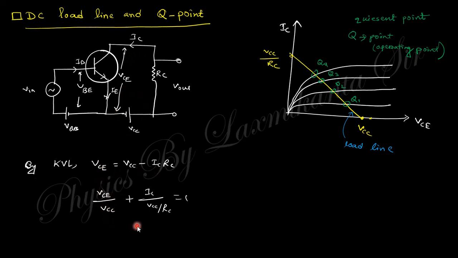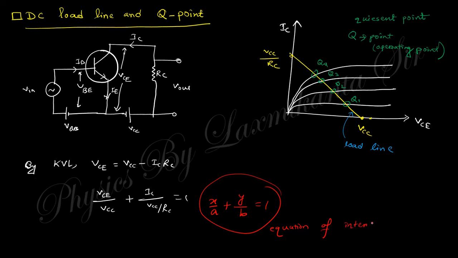If you rearrange them, you can see this is along the x-axis and this is along the y-axis. So x by a plus y by b equals 1. This equation becomes like that, x by a plus y by b equals 1. That is the intercept form of a straight line. This becomes an intersected straight line, and this line is known as the load line. How can we find this load line?